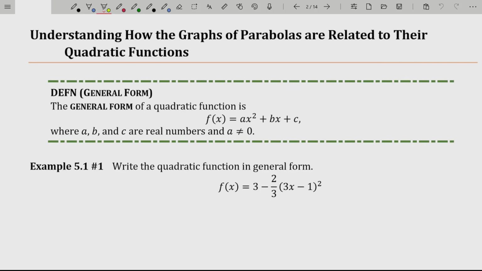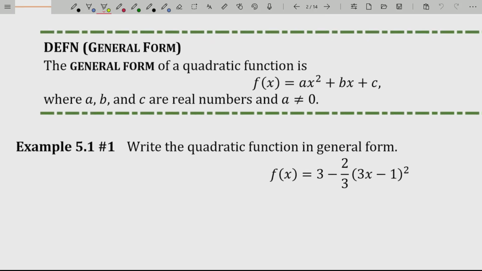Understanding how the graphs of parabolas are related to their quadratic functions. First, we need to know the form of a quadratic function. There are actually two of them. In fact, all polynomials have the same two forms. They have what's called a general form and another one we'll talk about a little bit later. The general form of a quadratic function is f of x equals ax squared plus bx plus c.